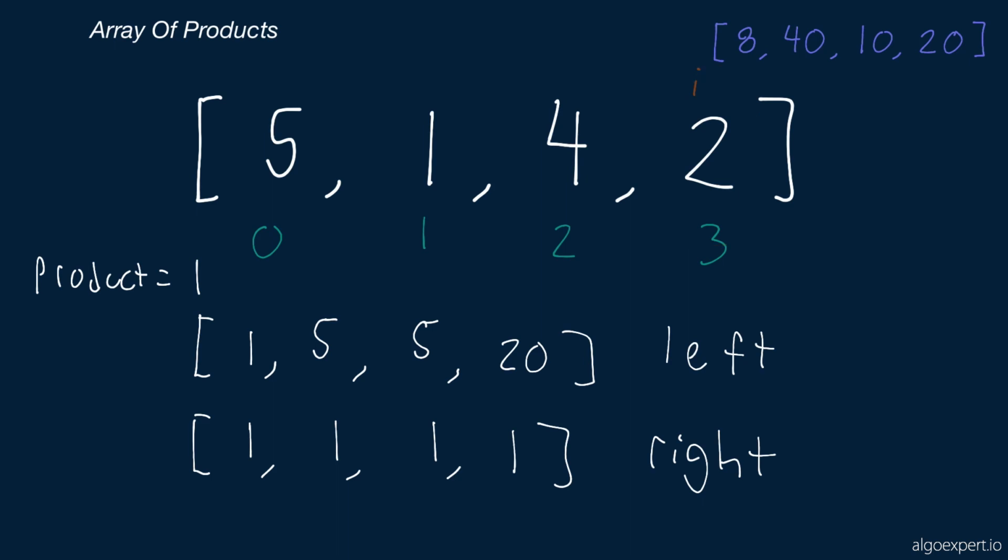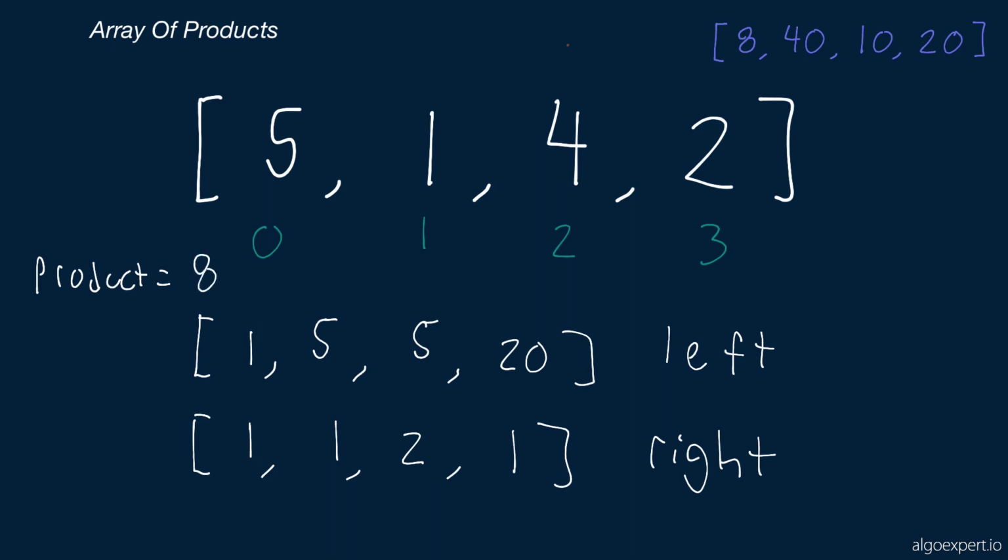We are then going to multiply our product by whatever the element is. In this case, it's 2. And so our product becomes 2. So now we're going to move I over. So I will move over here to position 2. Same thing, we're going to insert whatever our product is into the output array, or into this right array. So in this case, we get 2. We're now going to multiply our product by whatever this value is. So this is going to give us an 8.